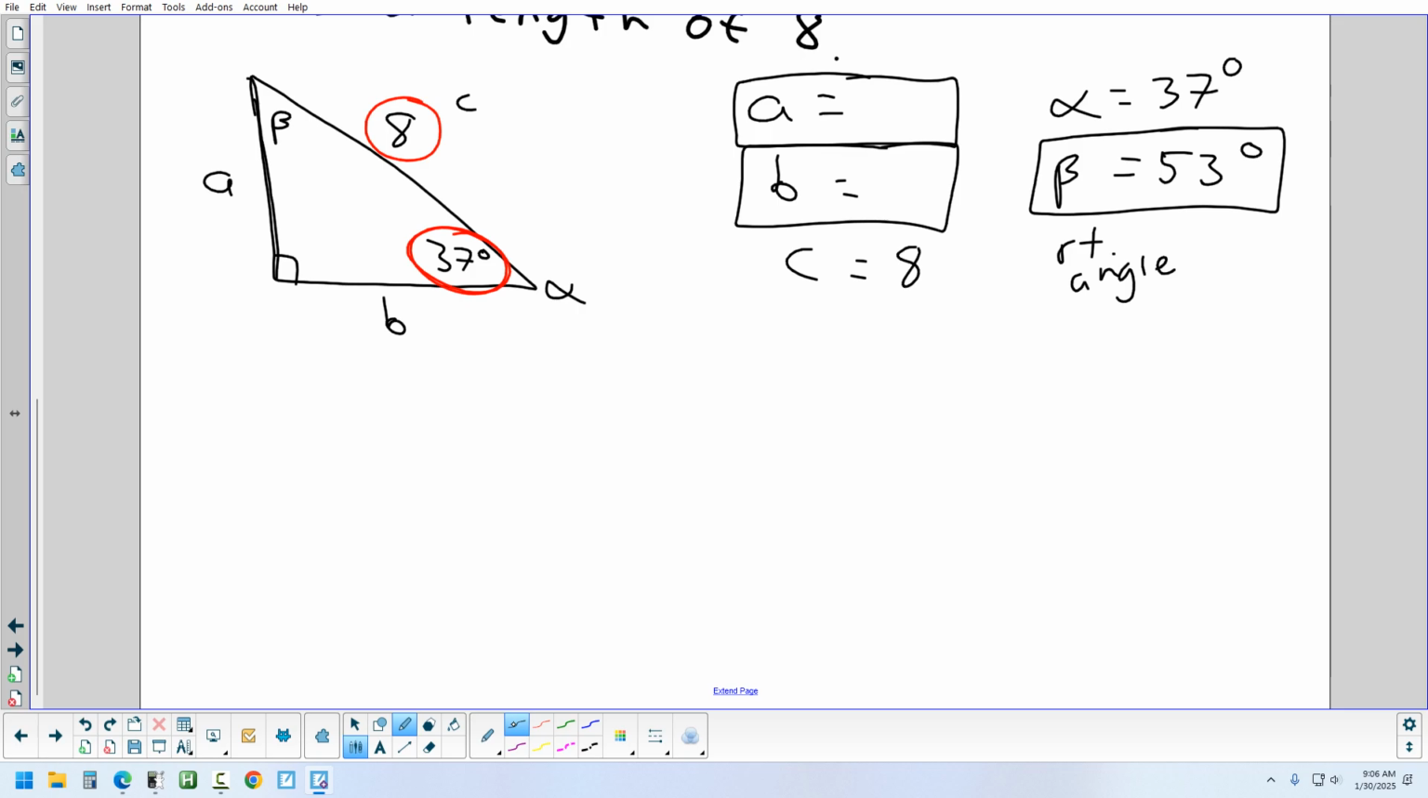All right, so do you want to solve for A or B first? I don't really care. It doesn't matter. Do you have a favorite letter? No. Okay. All right, let's do A. So let's find A. Just because. All right, so if we want to find A, I'm going to circle that one.